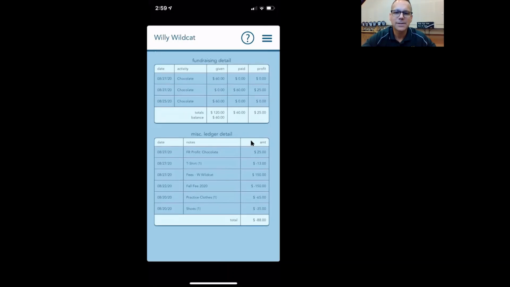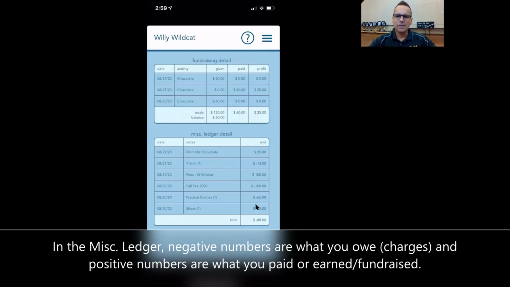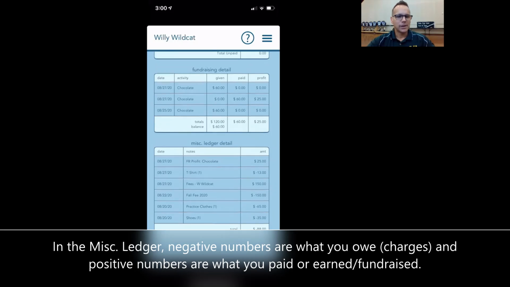So the final box that you'll see is the miscellaneous ledger, and you'll see from top to bottom, at the top is the most recent transaction, and then at the bottom is the very first transaction. So in this column, all the way to the right in the amounts, you'll see negative numbers and positive numbers. Negative numbers are charges, and positive numbers are the things that you have paid and that I've put in there. Remember, I put all of these things in there. So have patience with me to allow me time. Once you've paid for it, it doesn't automatically do it. So I've got to do all of that.